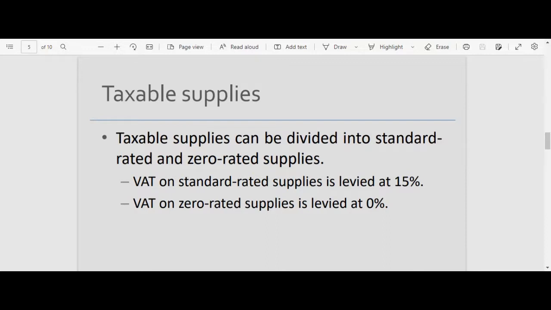Now, ladies and gentlemen, before we talk about zero rated supplies, let's just go a little bit further with this argument. How much is going to be the amount that you're going to charge your customer in total? If we have this scenario, how much are you going to charge your customer?